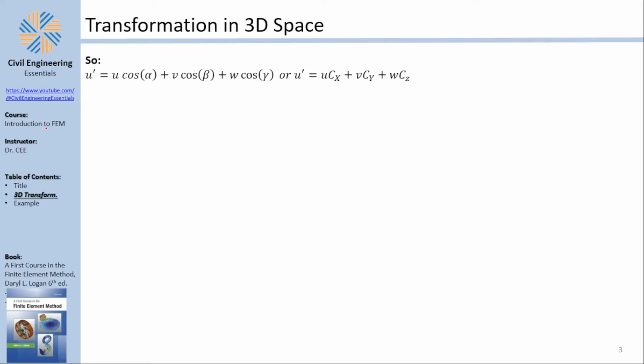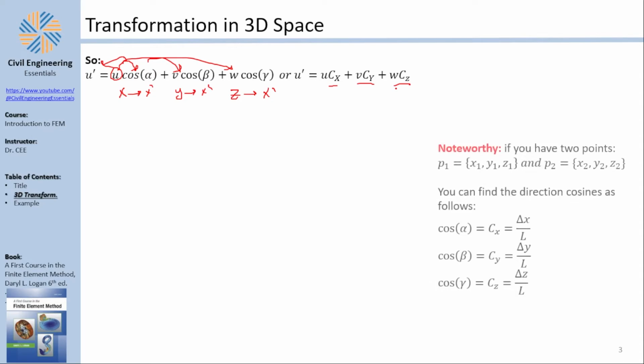Okay, so long story short, if you have the angle between x global and x dash, y global and x dash, and z global and x local or dash, then all you need to do is take the global displacements and multiply them by the cosines to find the local displacement. We also refer to cosine alpha as cx, cosine beta as cy, and cosine gamma as cz. You can find them also from unit vectors.